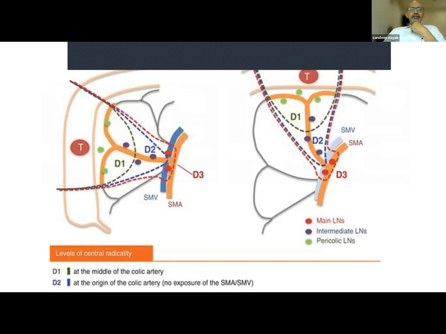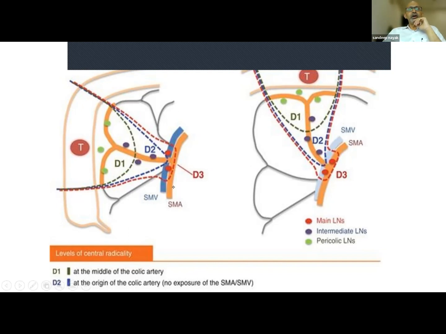Now, coming to the central vascular ligation, it basically talks about central arterial ligation, which means for the colon that you're resecting, the arteries should be ligated at the origin. That is the whole idea about central vascular ligation. That is acceptable when you're talking about D2 dissection. D2, basically, we are talking about the lymph node levels up to D2 level.